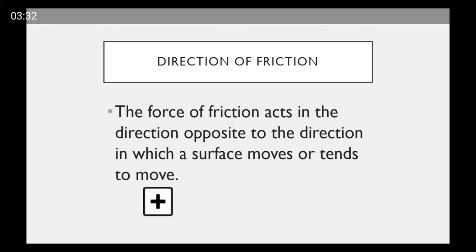Here, tends to move means there is a tendency of movement, but the body or the surfaces have no relative motion. For example, we have taken a heavy box with a small force which is not sufficient to move the box. The box has a tendency to move, but it doesn't move at all due to the presence of friction.